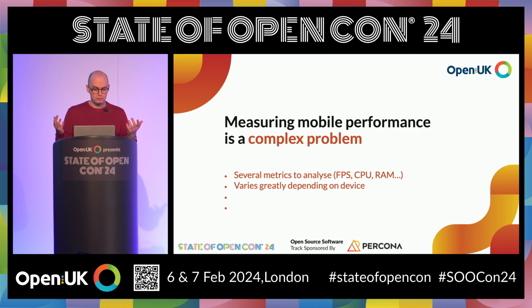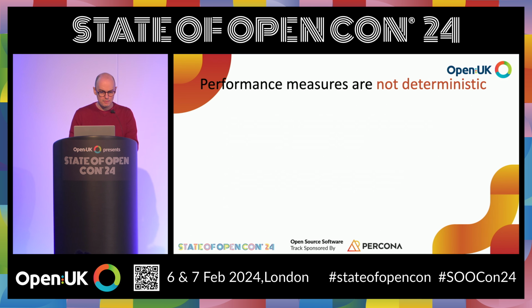All right, so again, measuring mobile performance, complex problem, also because obviously it varies greatly depending on the device, and you need to take that into account when doing your measures. Third reason, performance measures are just not deterministic. It's not like a test where you can go from red to green. For example, if you measure your app startup time, at some point it's going to be 3.8 seconds. Maybe the next time it's going to be 3.9 seconds. Have you regressed by 0.1 seconds? Probably not. Probably it's just variability in the measures, right?